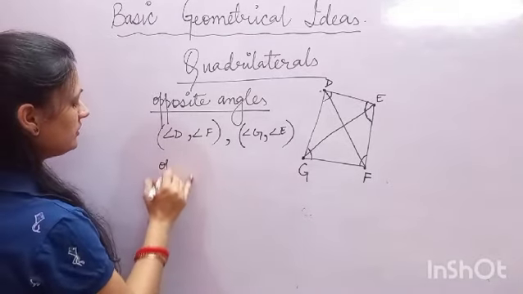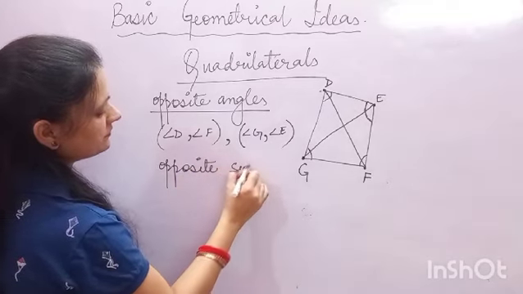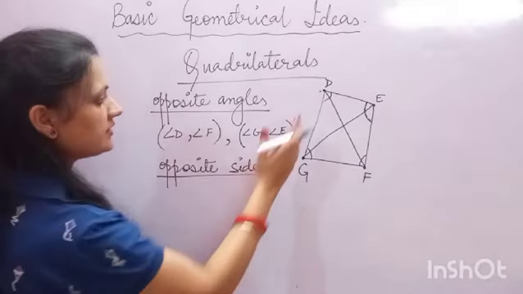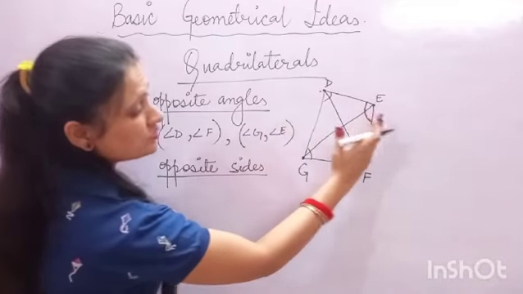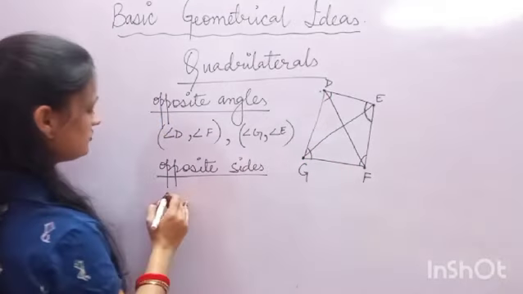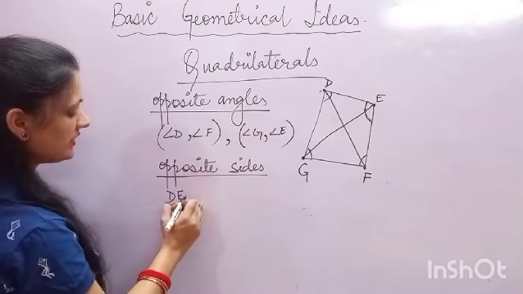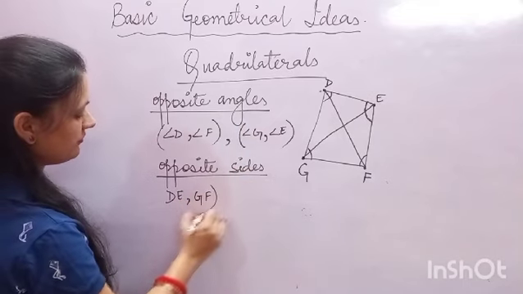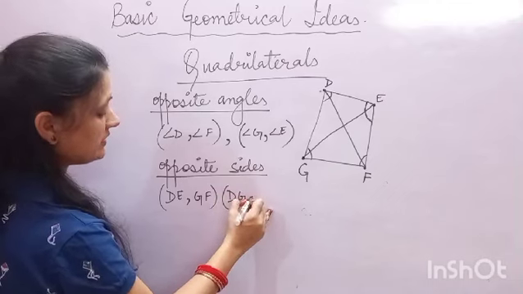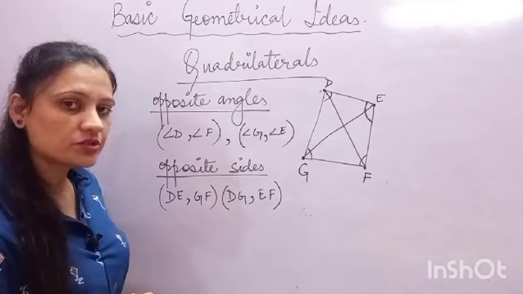Now we'll talk about opposite sides, right? Opposite side, DG is opposite to EF and DE is opposite to GF. So let us write down the pair of opposite sides: DE and the opposite side is GF. Very good. Next, DG and the opposite side is EF. I hope you understood this thing.